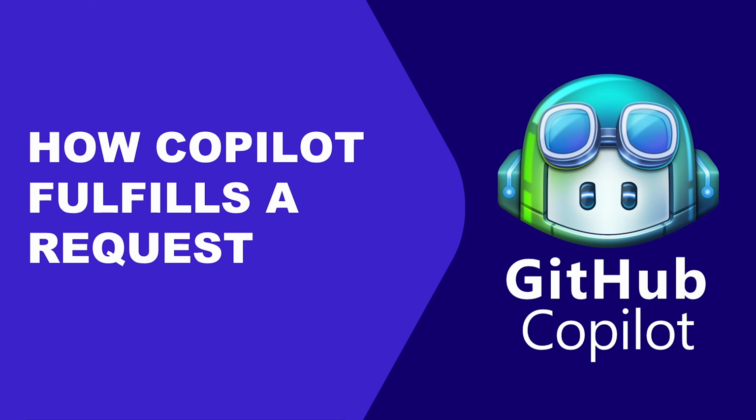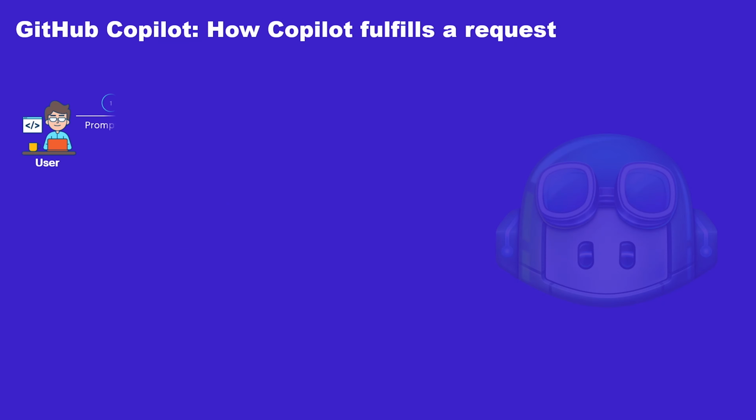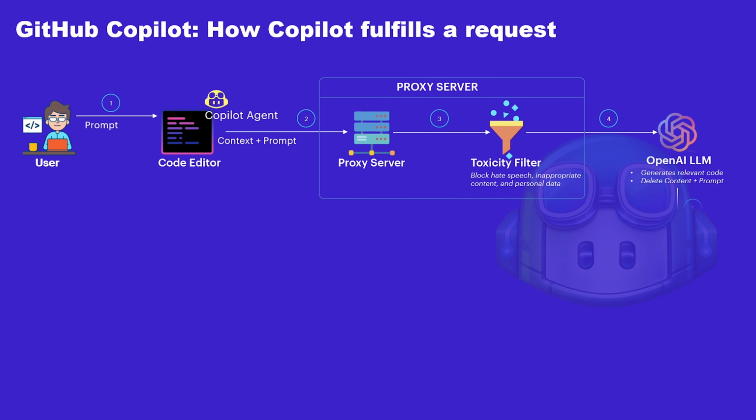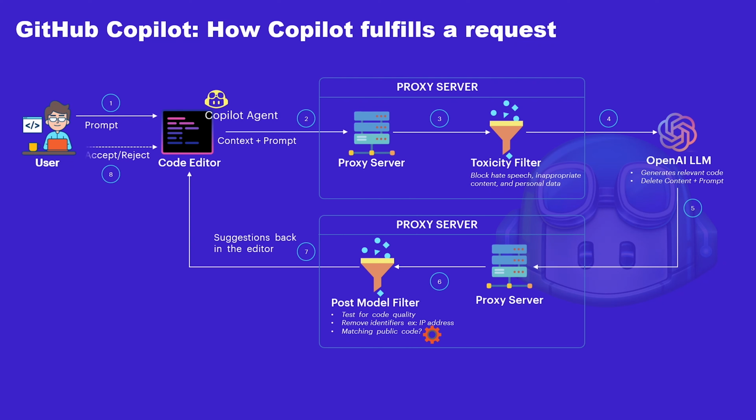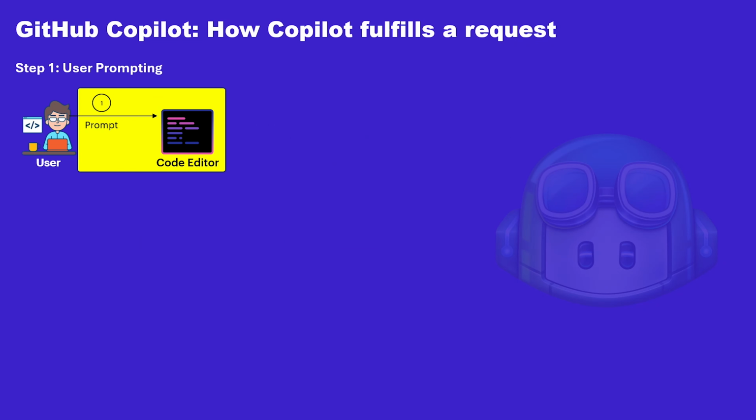Hey there, ever wondered what really happens when you type a prompt into GitHub Copilot and get a suggestion back? In this video, we'll break down how Copilot processes your prompt, gathers context, and generates accurate, safe responses, and how you can make it smarter and safer for you, not just faster. It all begins with user prompting.